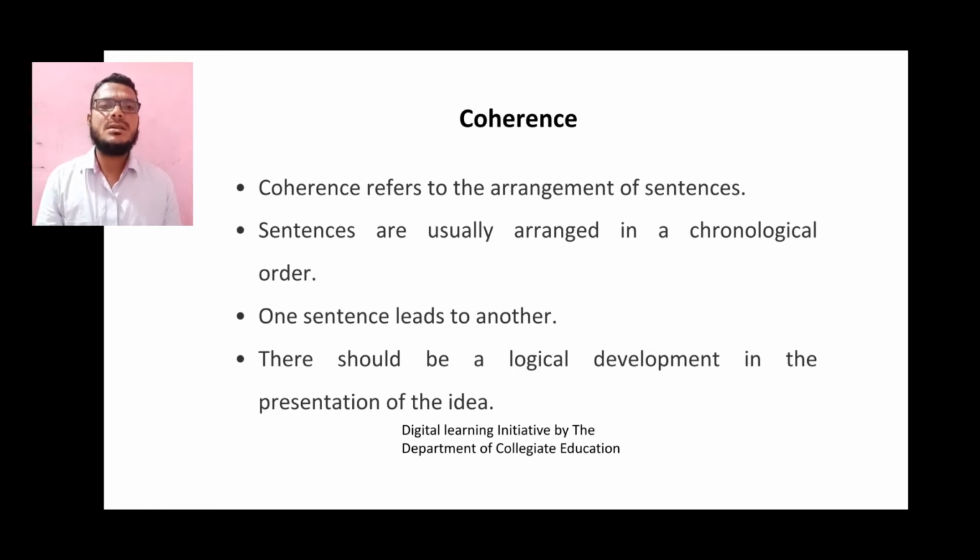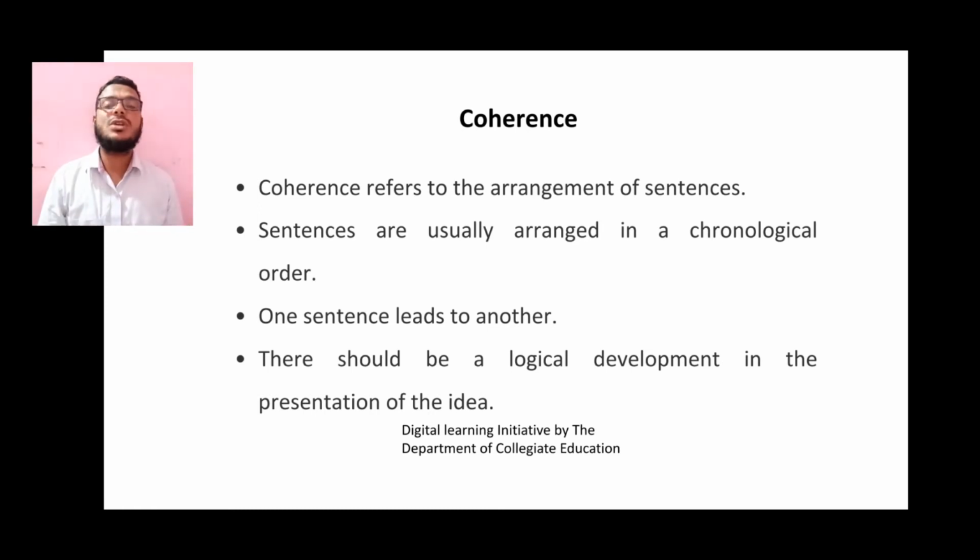And then next is one sentence leads to another. When you are writing about a particular topic, one sentence should lead to another. That's what we call coherence. The sentences should be arranged in coherence. There should be a logical development in the presentation of the idea. That's why I was telling you about chronological order. It should be arranged in chronological order.